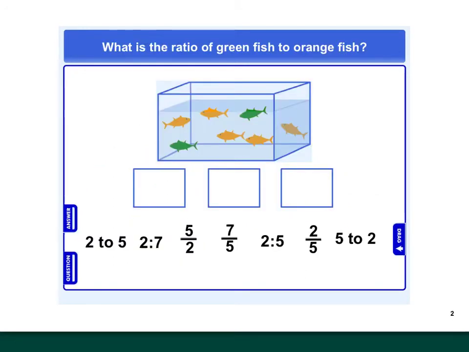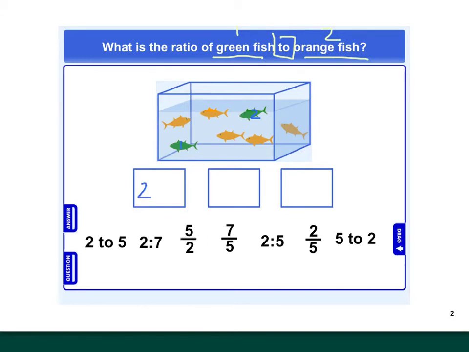Really important when we're looking at ratios to make note of the order that the problem tells us to look in. Notice we're always looking for the word to when we're doing a ratio. And this example says, what is the ratio of green fish to orange fish? What's important is that the green fish came first and the orange fish came second. We want to put our answer in the same format. So when we're looking at identifying the ratio of green fish to orange fish, I'm going to first count my green fish, and I'm going to note that I have 2 of them.